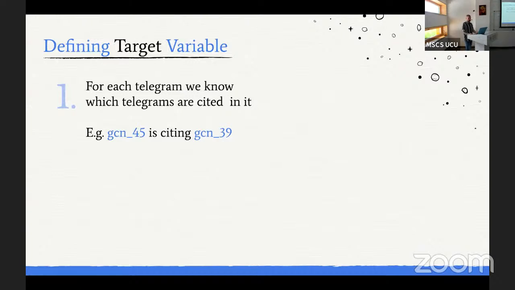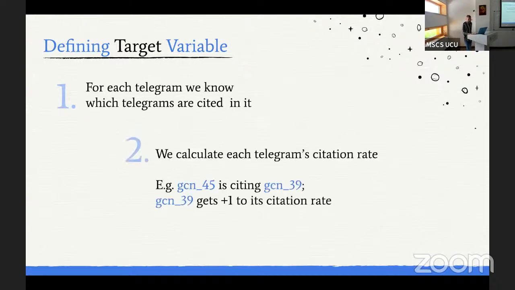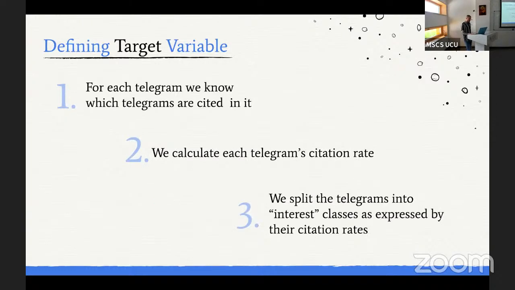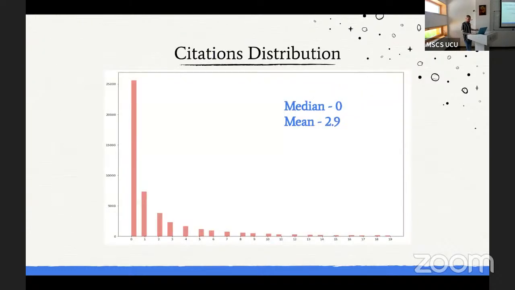Now we have to define the target variable for the citation prediction task. We know that some telegrams are citing others, so the telegrams which are being cited get +1 to their citation count. Now we have to understand the distribution of the citations. Basically, the median is 0, which means that at least half of the telegrams are never cited.